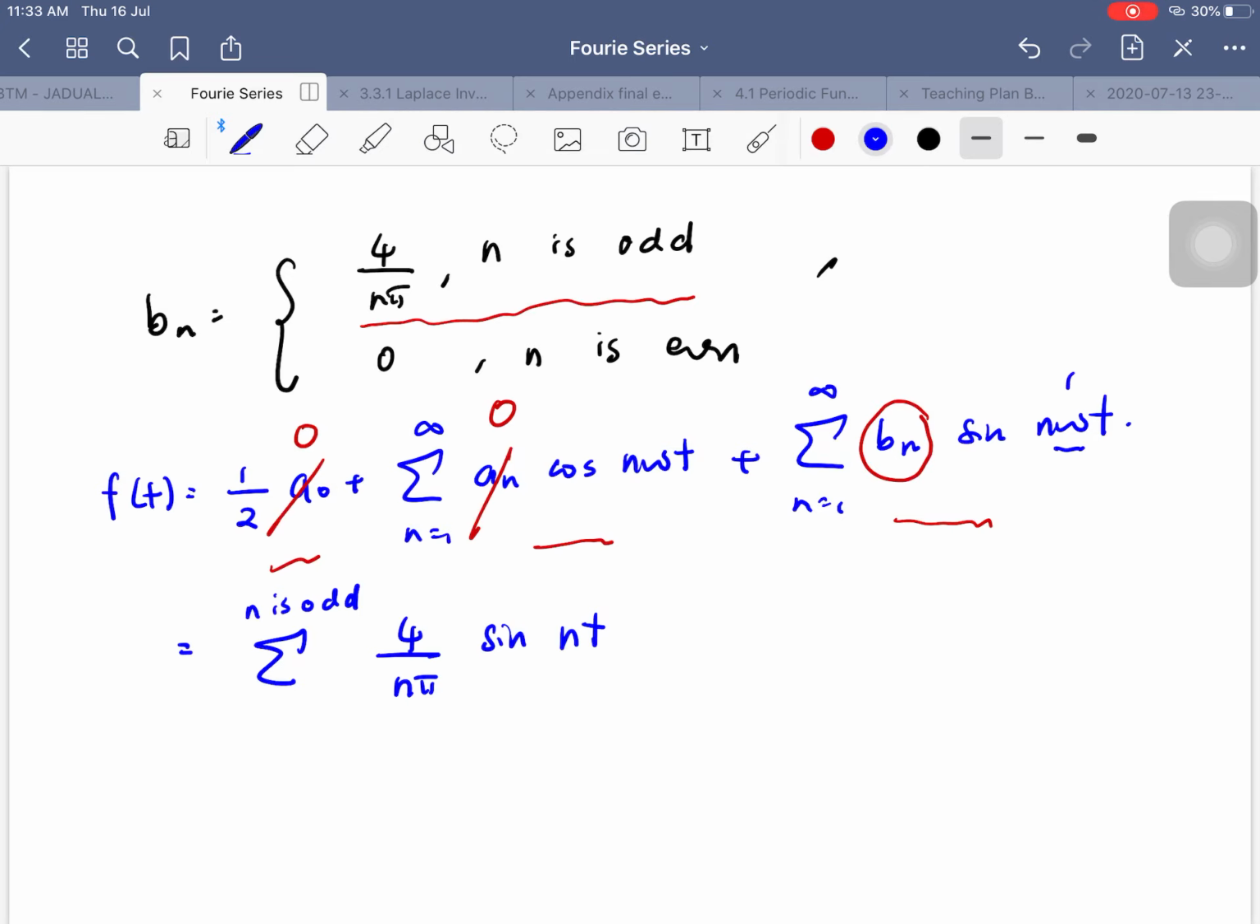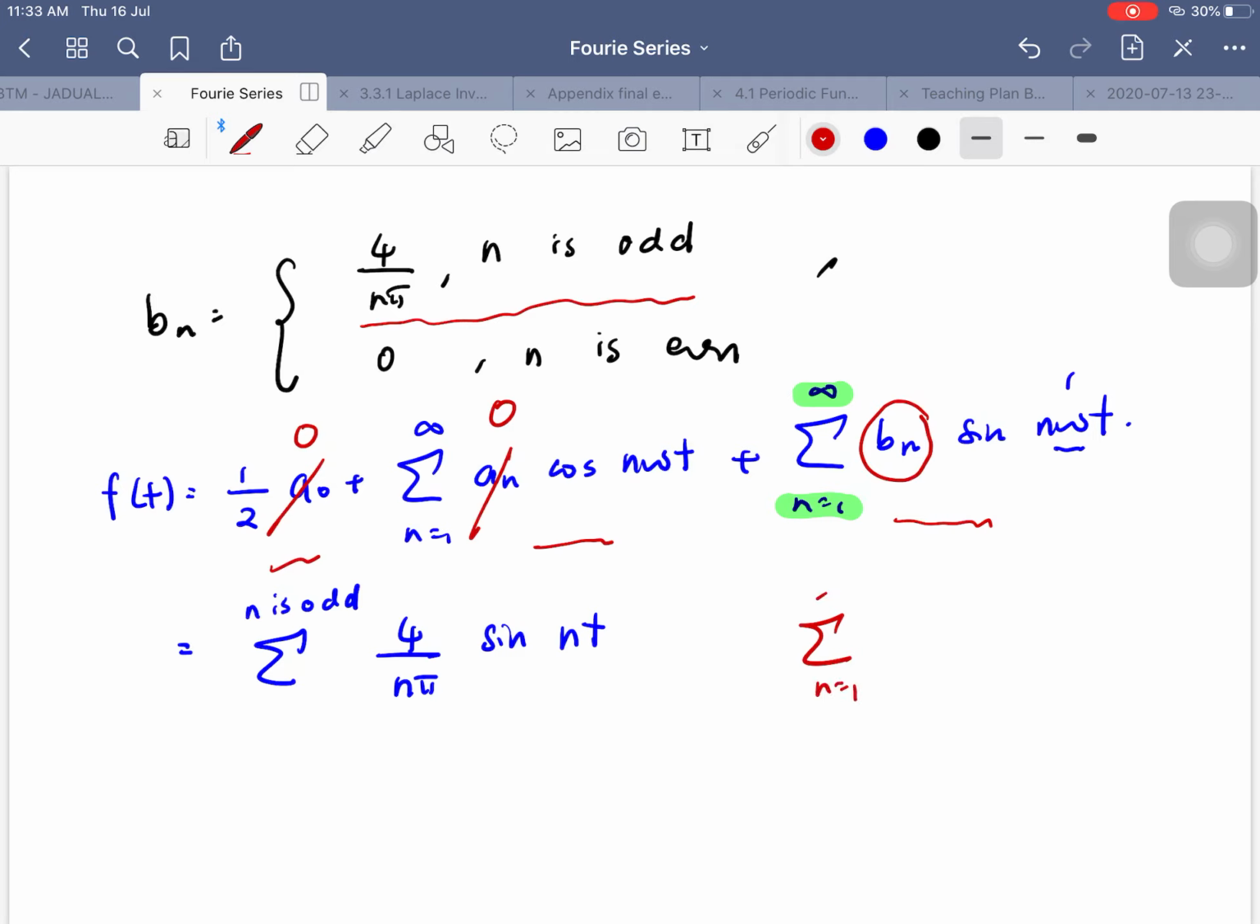But this is not yet our Fourier series, because we have to bear in mind that the value of n, you cannot change it. For a series, your value of n always starts from n equal 1 to infinity. But how do we make n an odd number? Okay, there is a way. So the thing about n is that if I have n, let me use another pen for it.